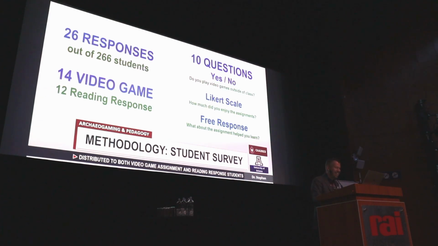And as I go through this again, I've got to find a way to get a higher response rate, try to run this during the actual course to improve that. But luckily it was split pretty evenly between people who chose the video game sequence and people who chose the reading response sequence. And so they were given a series of 10 questions, some combination of yes/no, do you play video games outside of class, Likert scale, how much do you enjoy what's going on, and free response: what is it about your particular assignment that you like or dislike?